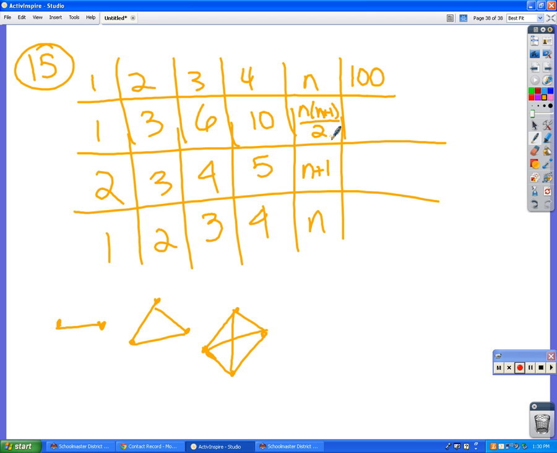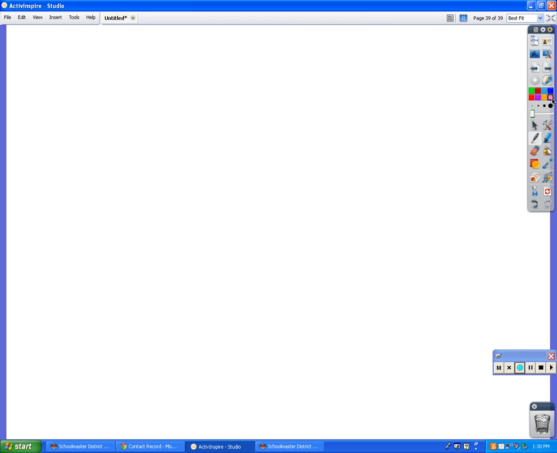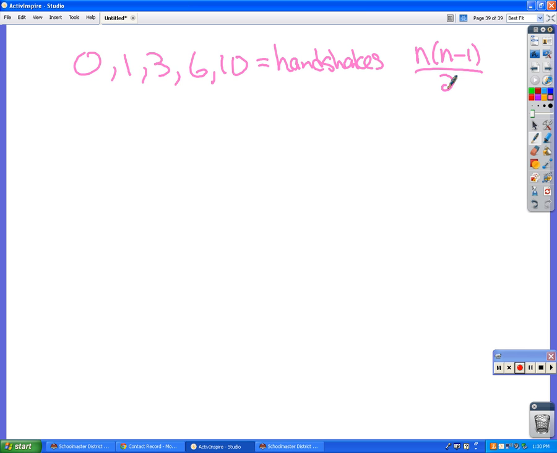Stack of bricks, 4 bricks high. So I know it's confusing because 16 is about handshakes, but we're just using the handshake idea to solve this problem. Okay? So you should have 2 different things in your notes. 0, 1, 3, 6, 10. That's the handshakes. And that is n times n minus 1 divided by 2. All right?